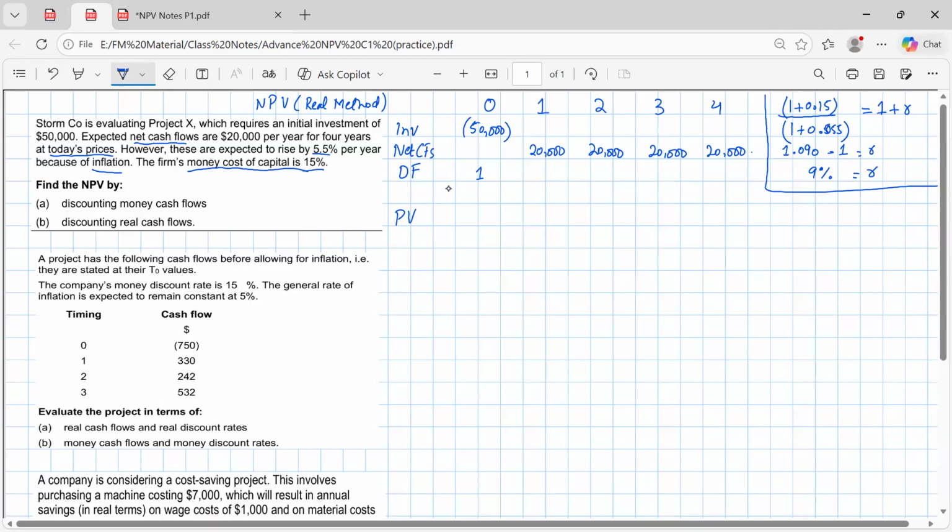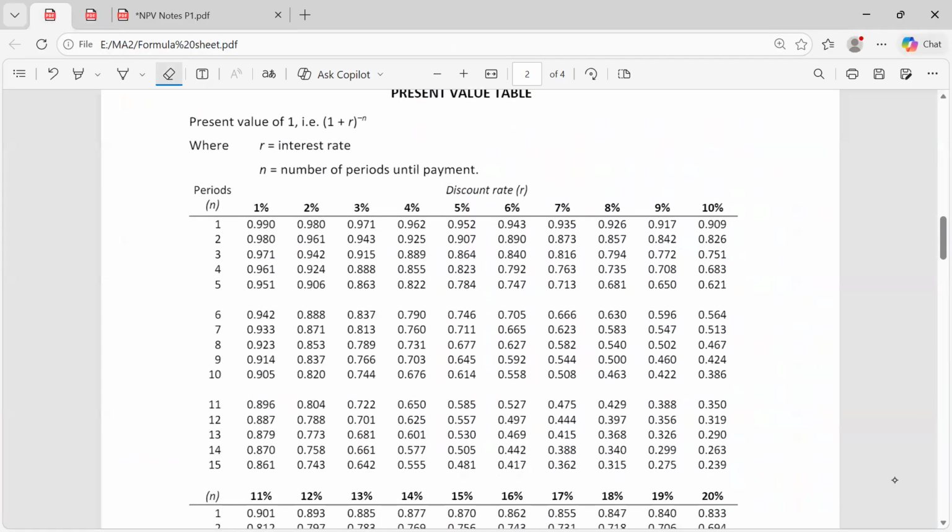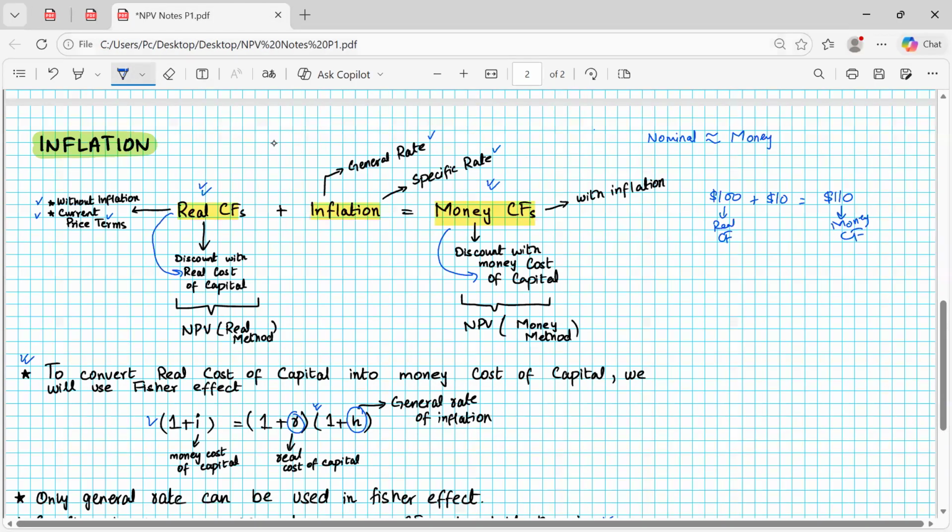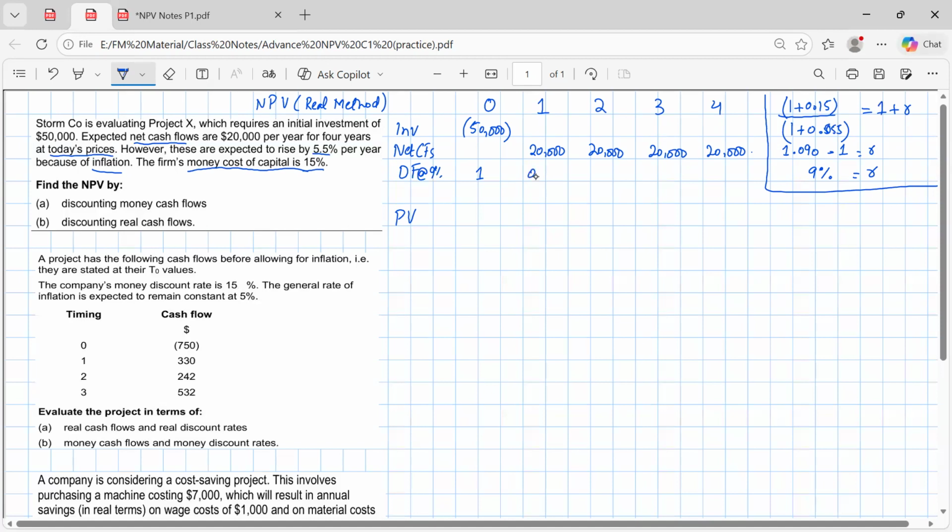So it means that the discount factor you have to use at 9% for the real method. Let's move on to the table. At 9%, the discount factors are in front of you: 0.917, 0.842, 0.772, 0.708. So the present value for year zero is going to be negative 50,000.